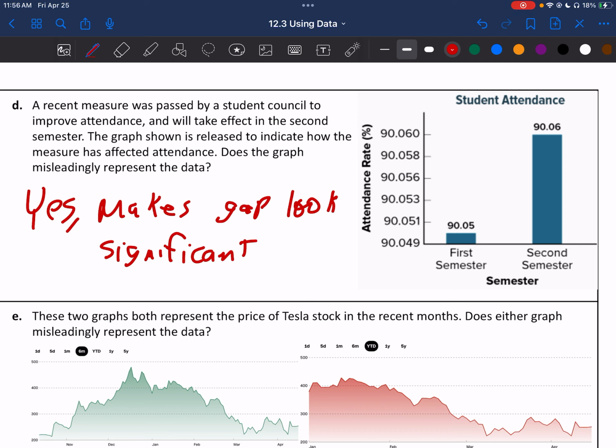So this is omitting the baseline. That's the mistake that's happening here. But whose interest would a graph like this serve? Well, if you're trying to make the argument that your solution is working, you're going to want to show that it's working significantly. And so this shows, hey, look at these two graphs. This looks like a big spread of data. My idea was great, when really it didn't change things that much.